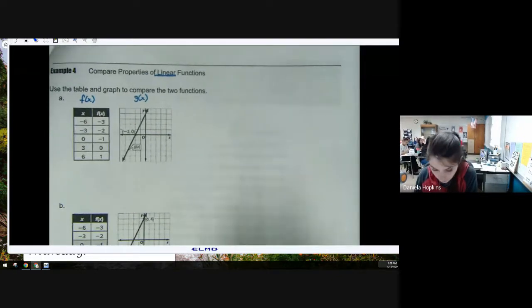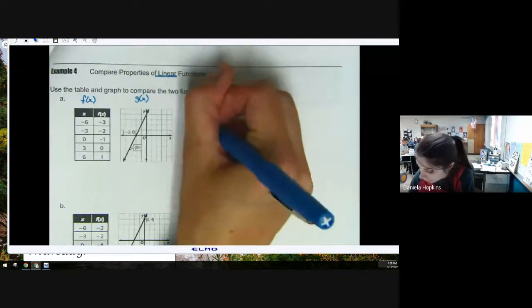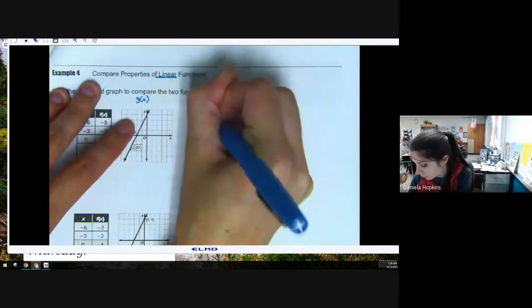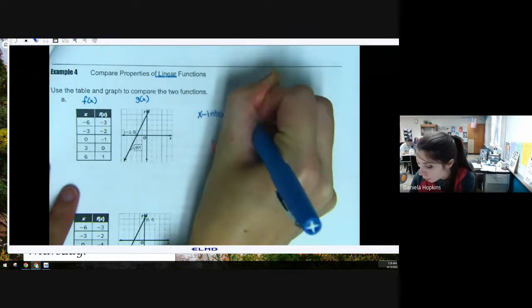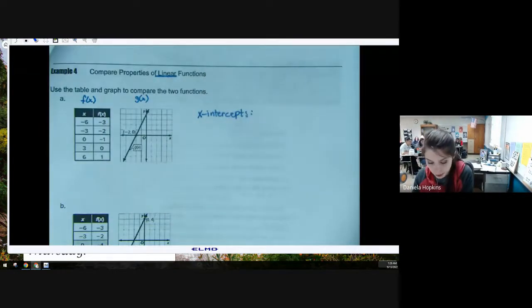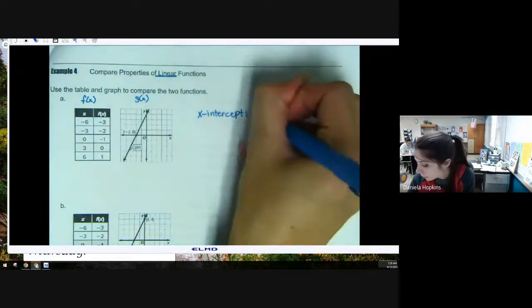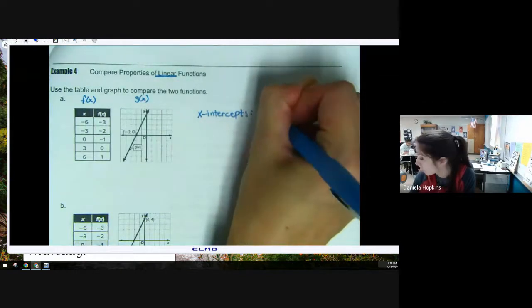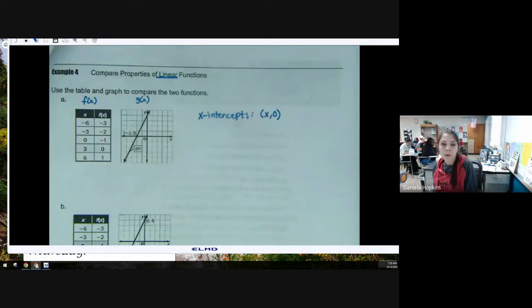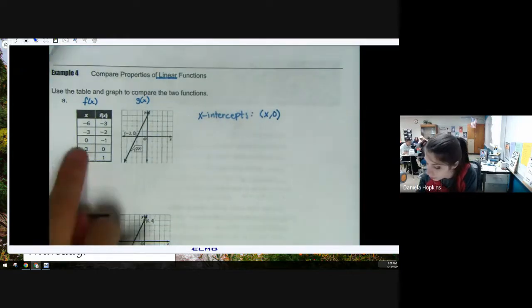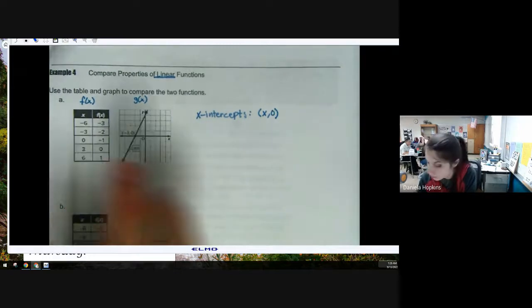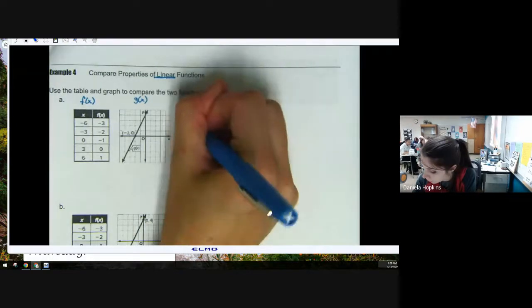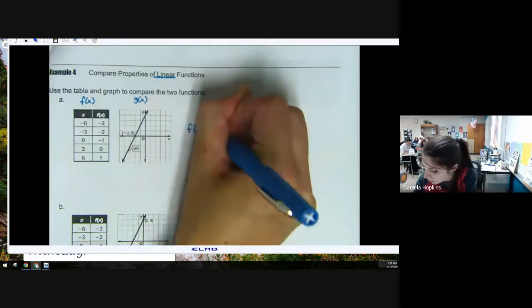So the first thing I want to compare, let's compare our x-intercepts. So remember when we talk about x-intercepts, the way x-intercepts are always written is that it's some x comma 0. So let's start with f of x first. It's going to be a number comma 0. So what is my x-intercept for f of x? 3 comma 0.